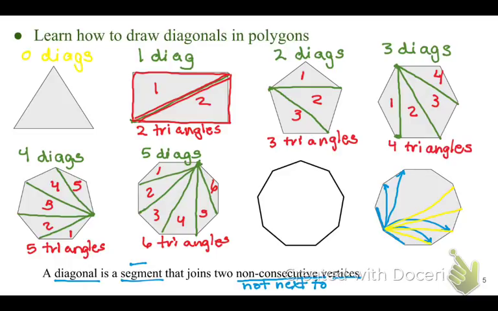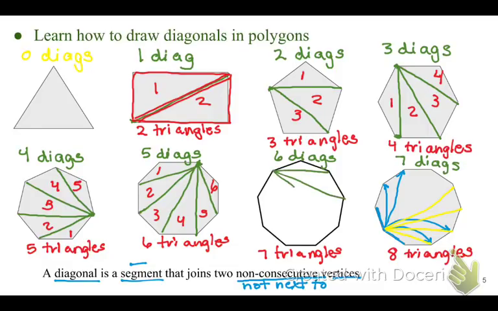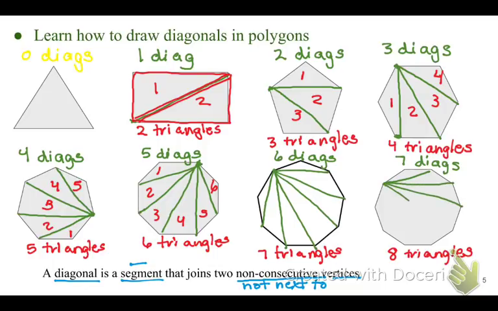Okay, I'm going to bet this one has 7 triangles. This guy is going to have 8 triangles. And this guy is going to have 6 diagonals. And this guy's going to have 7. So we can go 1, 2, 3, 4, 5, 6. This one is going to have 7. Let's get rid of all this. 1, 2, 3, 4, 5, 6, 7.